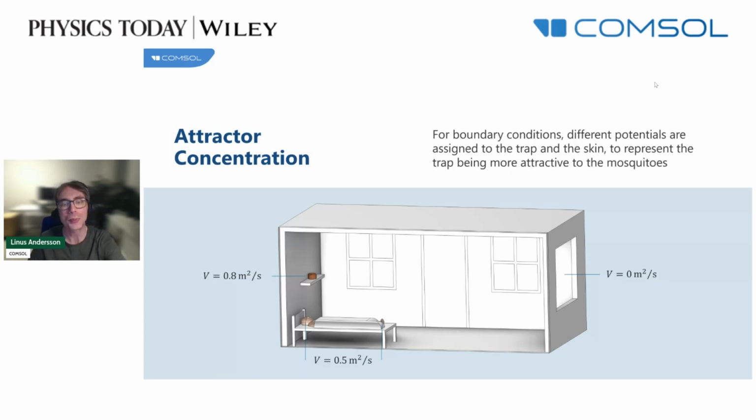Now it says on the trap that I bought that it's 60% more attractive than human skin. I'll conveniently take that to mean that it's got a velocity potential that's 60% greater than mine. I've basically invented some numbers that we'll use. So 0.5 meters squared per second on my skin, and 60% greater, that's going to be 0.8 meters squared per second on the trap.